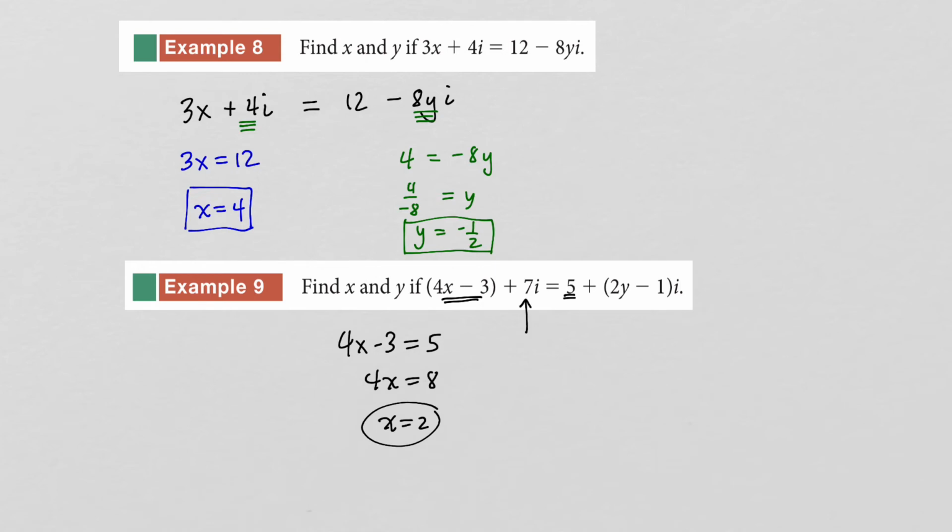And the imaginary part on the left side is 7. The imaginary part on the right side is 2y minus 1. And so 7 must be equal to 2y minus 1. Adding 1 to both sides and then dividing by 2, we end up getting y equals 4. So the main concept here is that two complex numbers can only be equal if their real and imaginary parts are equal to each other.